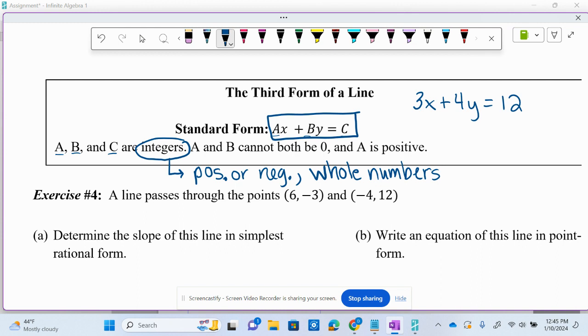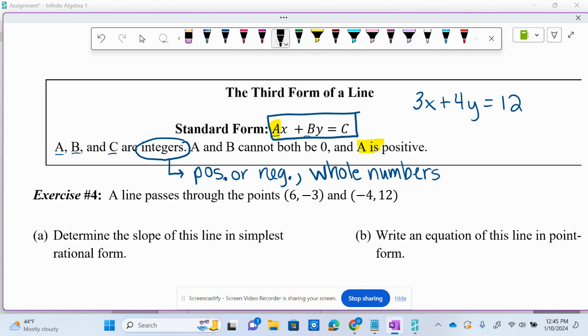Okay. The second part of standard form is that A and B both cannot be 0. One of them can be 0, but both of them can't. And then the last thing that sometimes we forget is that A, which is my leading coefficient, the constant attached to the x, should be positive. It really should be positive, okay?